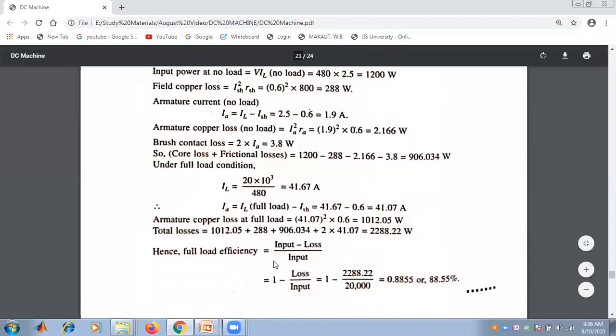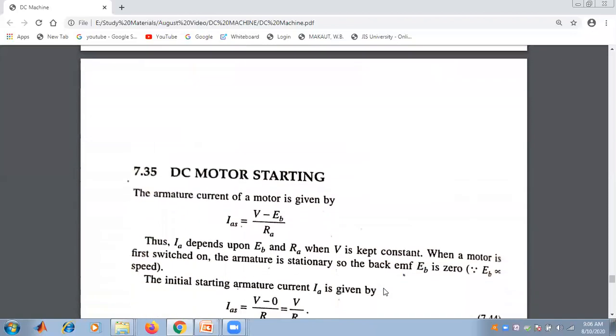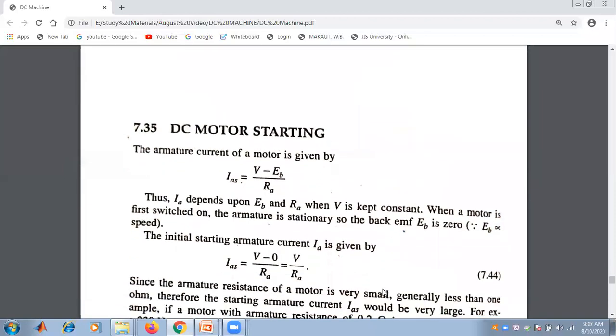So the full load efficiency is input minus losses by input, that is 1 minus total losses by total input, that is 20,000 over 22,000. In percentage, after multiplying by 100, it is 0.8855 into 100, that is 88.55%. So we are now able to calculate the efficiency and solve that problem. Another problem is the DC motor starting.